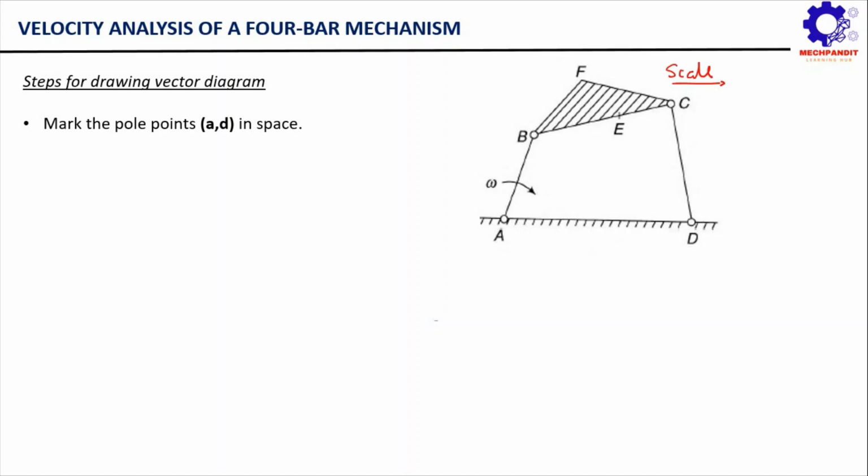Now let's start drawing the vector diagram. So obviously the first step in the vector diagram is to mark these points small a comma small d. Now what are these points? These points are basically your fixed points, that is point A, point D. So now you can mark these fixed points. If there are n number of fixed points in the mechanism, you will denote all the fixed points with a single point in the vector diagram. So let us mark this fixed point as A comma D. I have already marked it, so let me just erase this one.